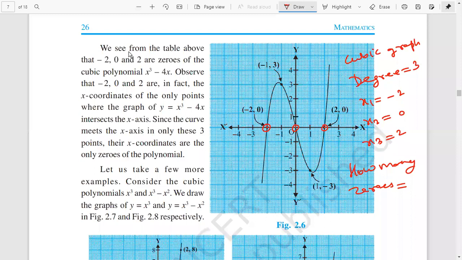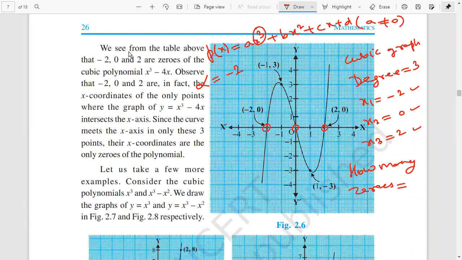p(x) means y, and for a cubic polynomial the standard equation starts with a x cube plus b x square plus cx plus d. Same condition, a not equal to 0. So 3 zeros we will get, meaning 3 roots or 3 zeros, because the degree is 3, the maximum power of x is 3. Correct. So these are the 3 zeros, and the values of zeros are minus 2, 0 and 2. We can also write alpha, beta, gamma, because the roots are also written as alpha, beta, gamma.